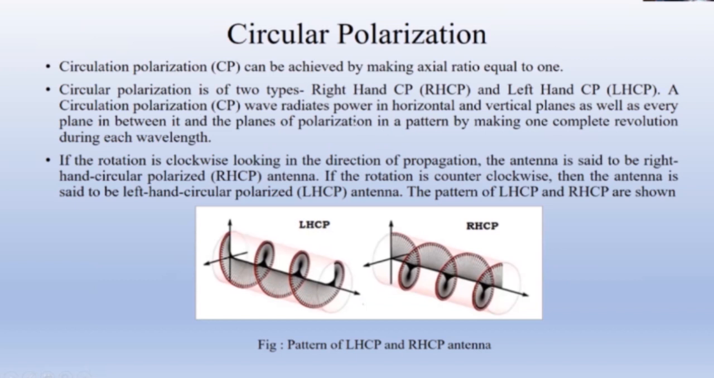Circular polarization may be of two types: RHCP, right-handed circular polarization, or left-handed. Right-handed means my electromagnetic wave will rotate in the clockwise direction, and left-handed circular polarization means all the electromagnetic waves will propagate in the anti-clockwise direction. You can see in this diagram, these are the electromagnetic waves. If they are traveling in the clockwise direction, we say my antenna shows right-handed circular polarization. If they are traveling in the anti-clockwise direction, I will say my antenna is LHCP, left-handed circularly polarized.